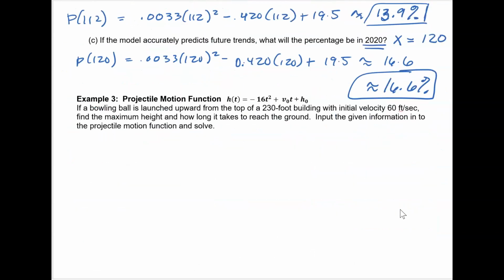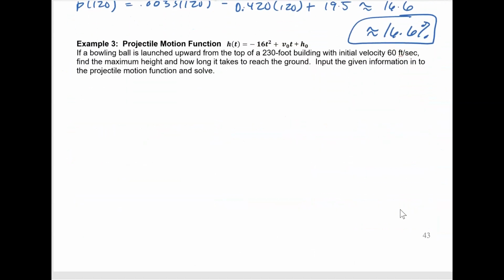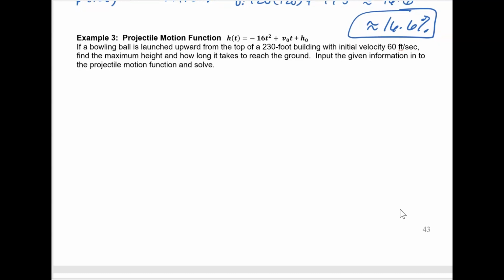Okay, so we've got one more story problem for quadratics, and there's one like this in the homework, so I definitely want to get to this one. So, projectile motion function. This is a general function that you can use anytime you've got projectile motion, which just means that something is being thrown up in the air or thrown in general. And I just want to point out, this v, we call it v naught or v sub 0. This is initial velocity.